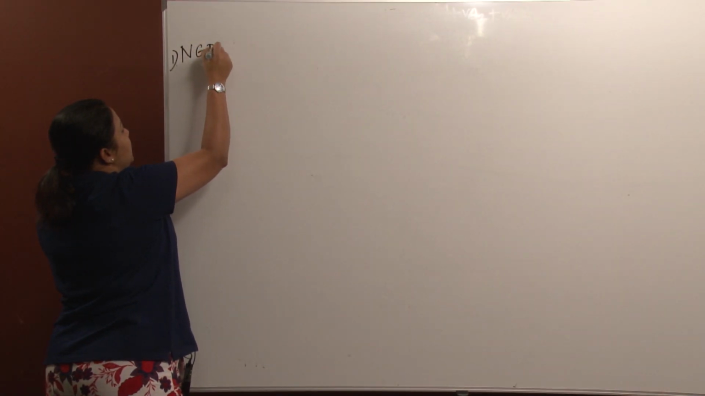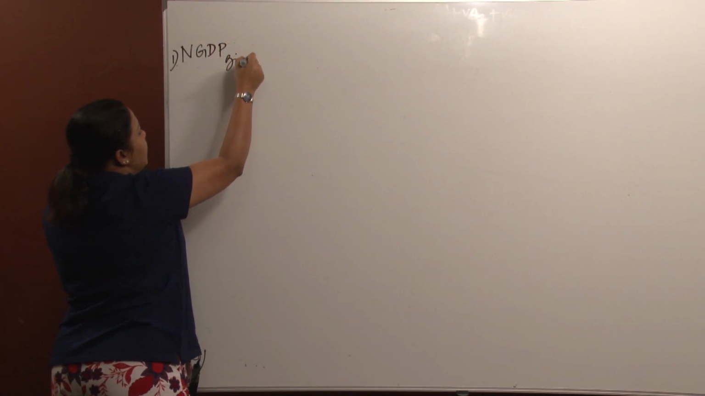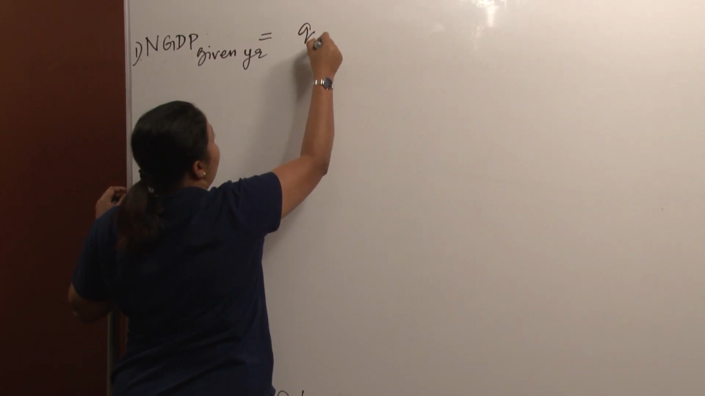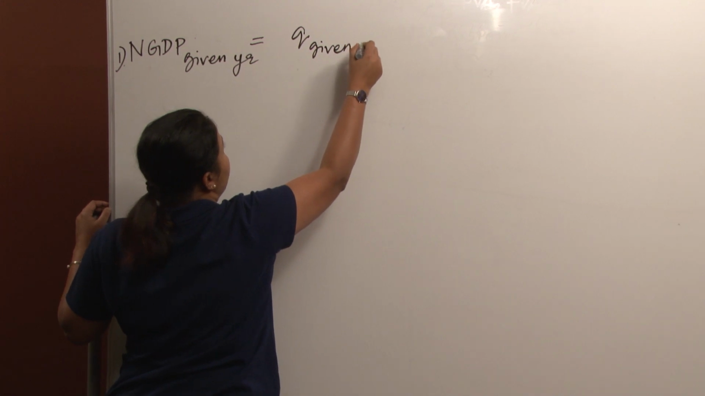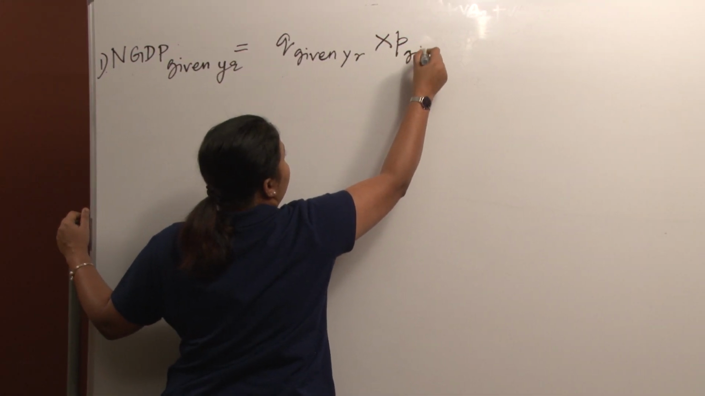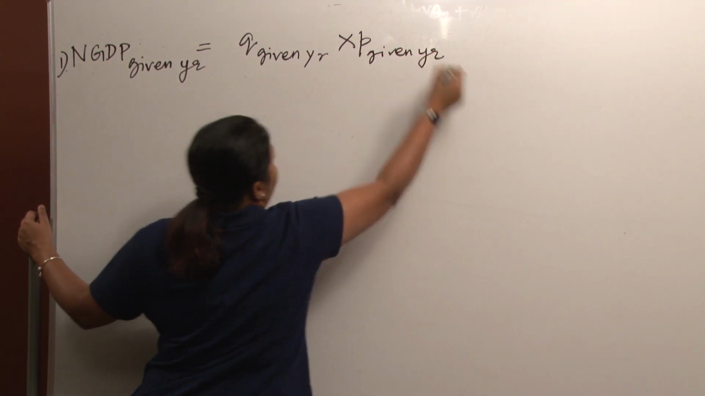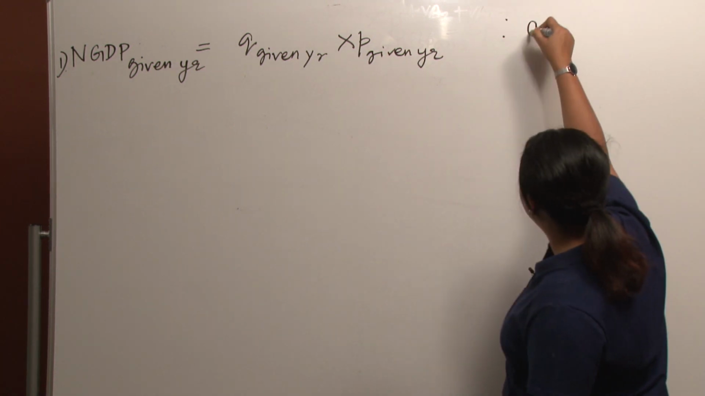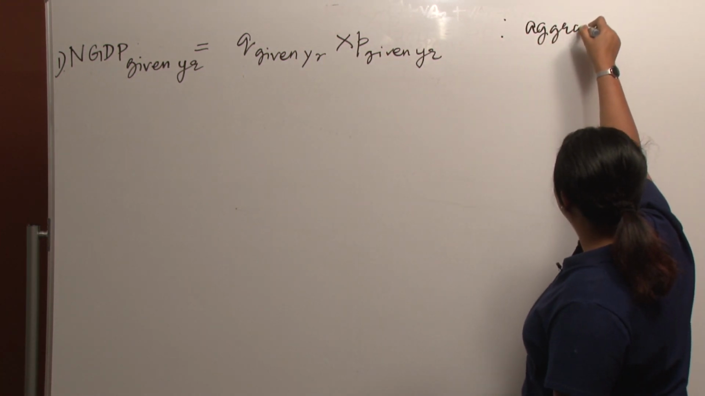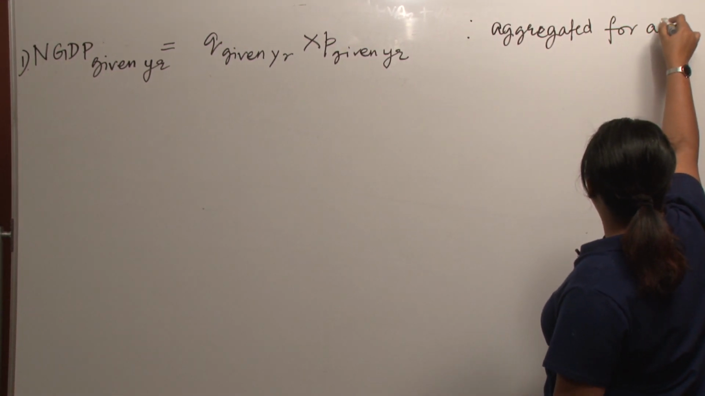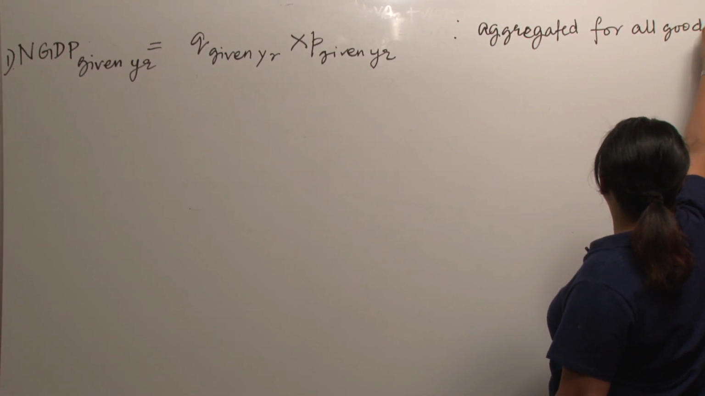So the first one is nominal GDP, the nominal GDP of any given year, whatever year it may be. It is the quantity of the given year, where Q stands for quantity, times the price of that same year. But remember, it has to be aggregated for all goods or services produced in the economy.